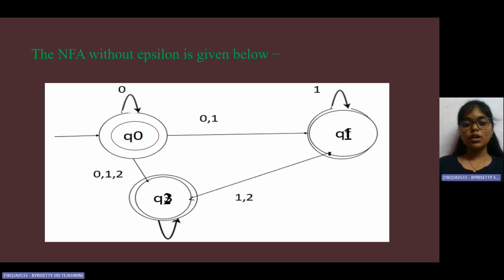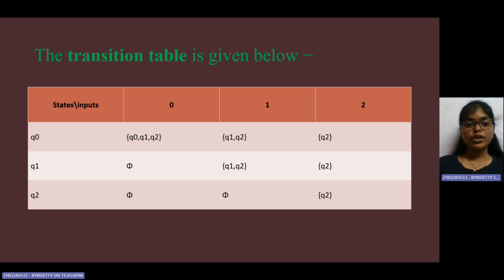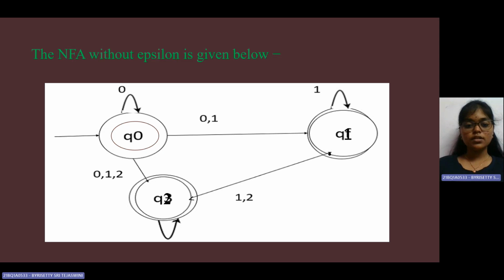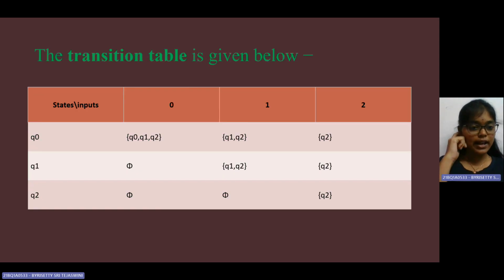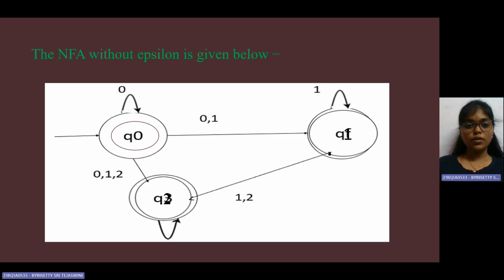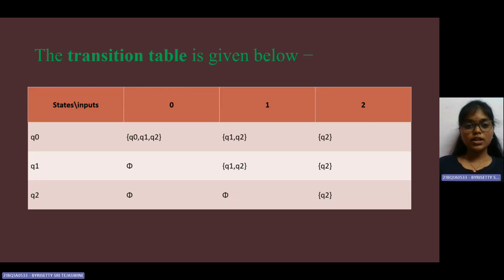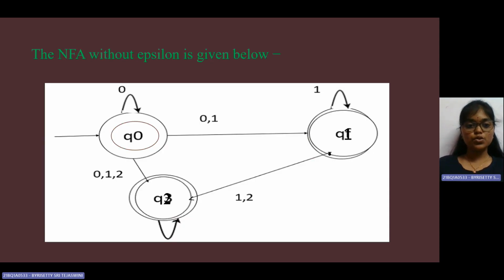So for q0, the diagram is completed. Next, for the q1 state: for q1 at 0, phi, so no need to draw any line for phi. q1 at 1 moves to q1 and q2. Next, q1 at 2 input, it moves to q2.